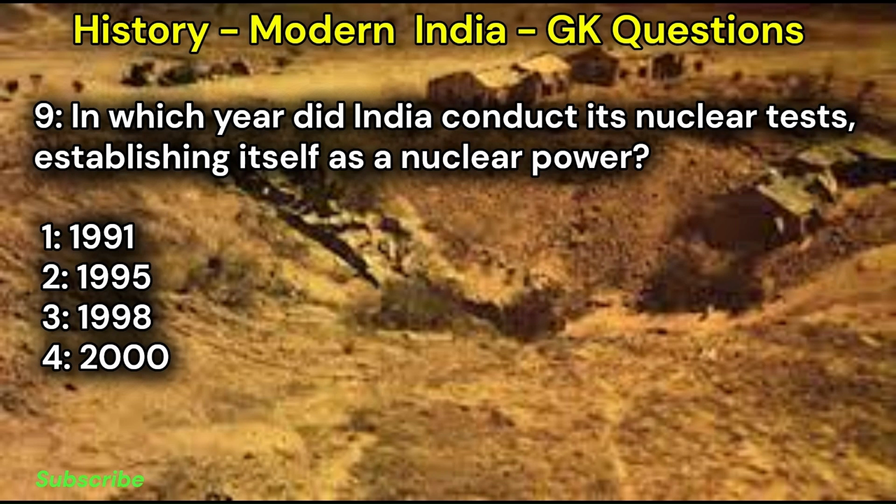Question number 9. In which year did India conduct its nuclear tests, establishing itself as a nuclear power? The options are: Option 1, 1991. Option 2, 1995. Option 3, 1998. Option 4, 2000. The correct answer is 1998.